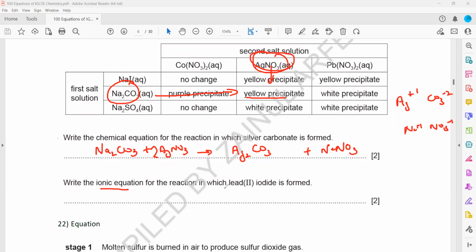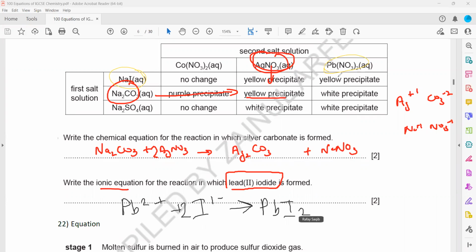Then write an ionic equation for the reaction in which lead iodide is formed. So we want the formation of lead iodide, by mixing sodium iodide and lead nitrate, that's right. But because they only ask for the ionic equation, we just have to write the ions which are responsible for this. If the question was to write an equation for the formation of lead iodide, then you would write sodium iodide plus lead nitrate gives lead iodide plus sodium nitrate. But whenever it's an ionic equation, you don't have to write the full equation, just write the product, the insoluble substance, which in this case is lead iodide.